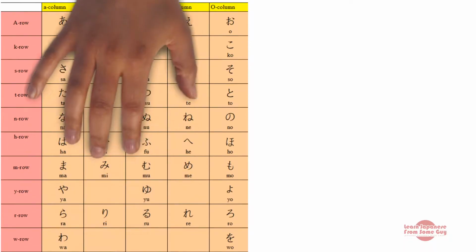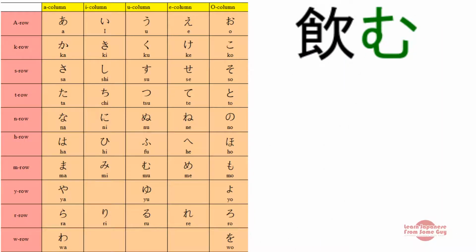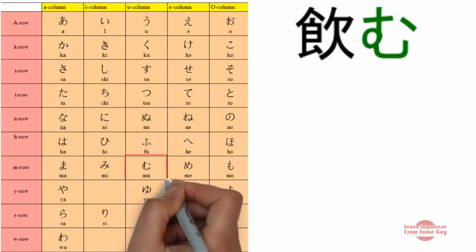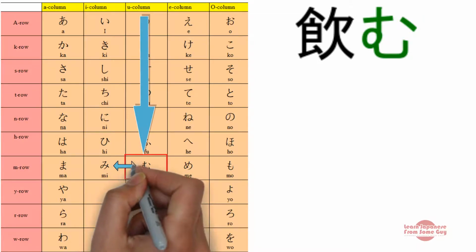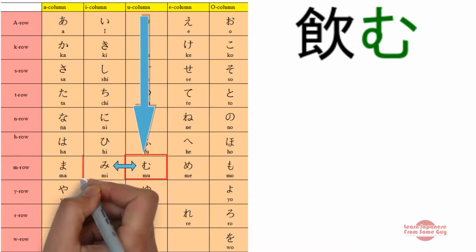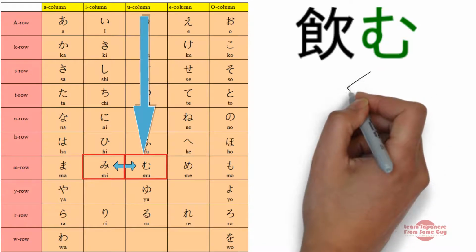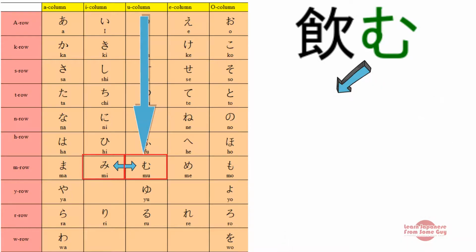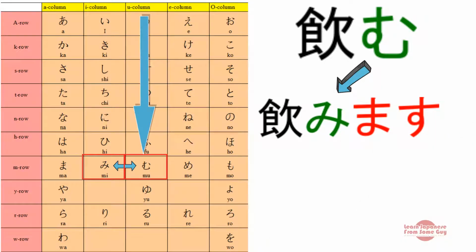Let's do one together. First, we'll look at the verb nomu. We can see that the last character is mu. We can find mu in the u column of our hiragana chart. If we go straight over to the e column, we can see that mu's corresponding e character is mi. So we change mu to mi and add mas to get nomimasu.